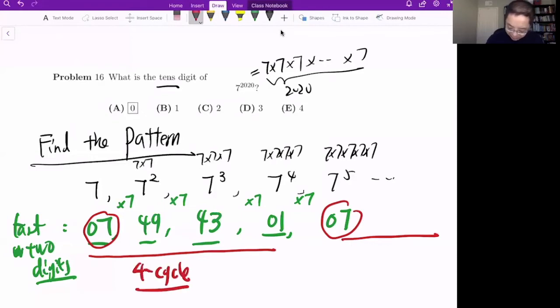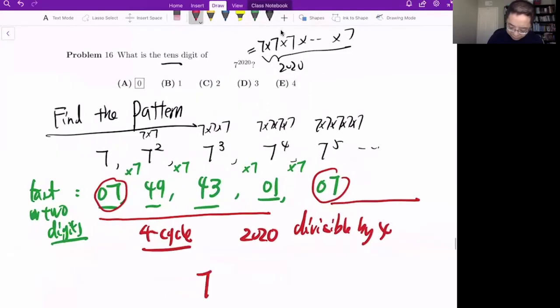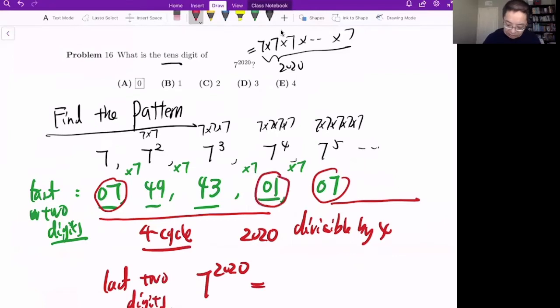Now 2020 is divisible by 4, so the last two digits of 7 to the 2020 are 01, right here. All right, so the 10th digit is 0. This is what we're looking for.